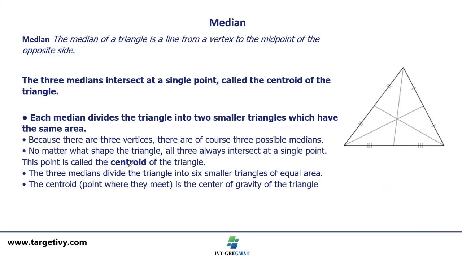We have discussed these things. The medians divide the triangle into 6 smaller triangles of equal area. So if I drop a median from all the three vertices, then 6 smaller triangles are formed: 1, 2, 3, 4, 5, and 6. So there are 6 smaller triangles of equal area. Fine. Let's go further and see what is required.